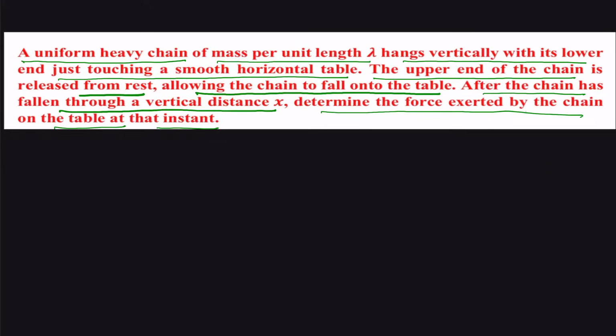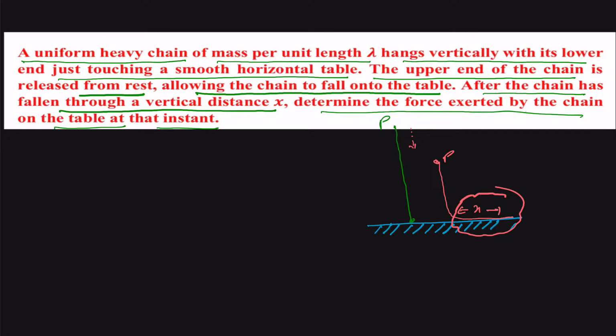So we can just draw an approximate figure also. Initially we are having the chain which is just touching the table. Okay, let us suppose the upper end is point P, and then it is released. Obviously it is going to fall in the downward direction, and after some time it comes like this. This is only a representation to show that we have x amount of the chain lying on the table. And this is the upper end, our P.